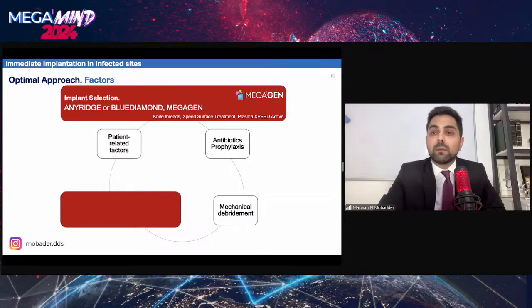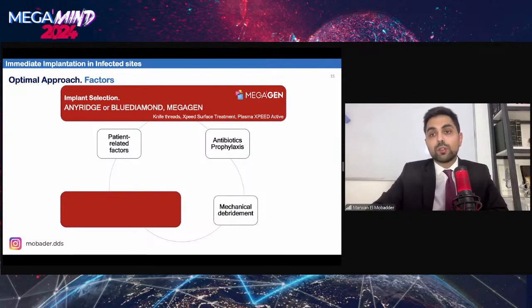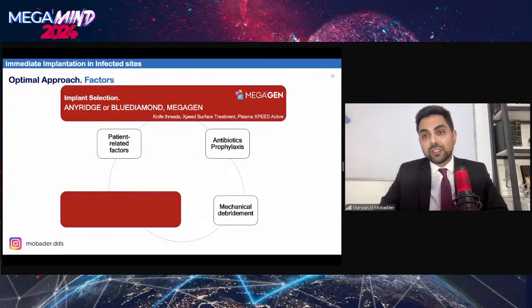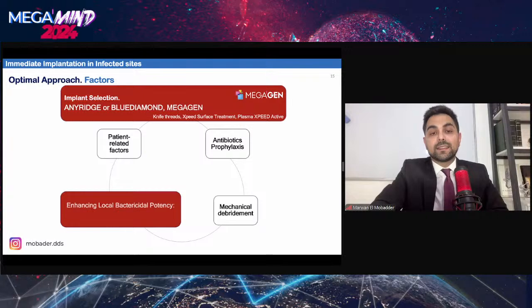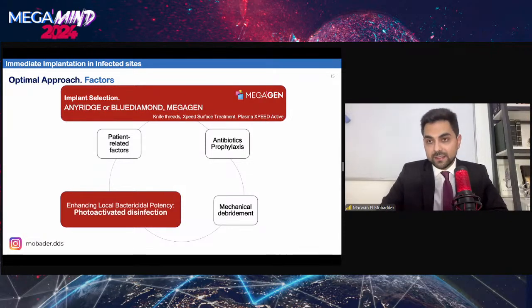And here we can remember my first presentation. In the first presentation, I discussed that we need to control not only the day of placing the implant, but also the oral hygiene instructions, the hygiene of the patient, and we saw how important that is. So the final criteria that I can suggest is to enhance local disinfection. And in enhancing local disinfection after mechanical debridement, I would suggest using photoactivated disinfection.